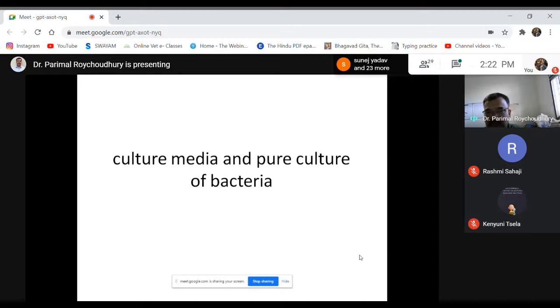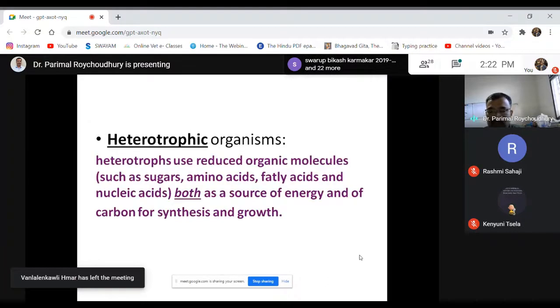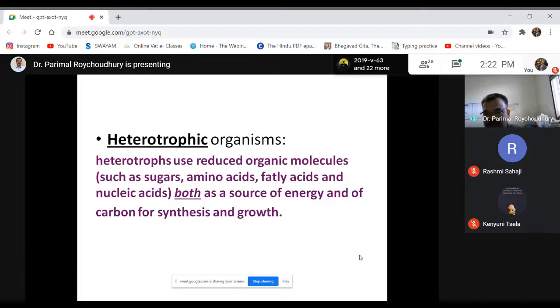So this is for the culture media. Some areas we already discussed in the theory, but still I would like to recollect that information to understand this chapter. First, we know that almost 98 to 99% of the bacteria of our interest are heterotrophic organisms. When we say heterotrophic, it means these organisms can use reduced organic molecules such as sugar, amino acid, fatty acid, etc. Those macromolecules and their breakdown building blocks they can utilize as a source of carbon and energy.